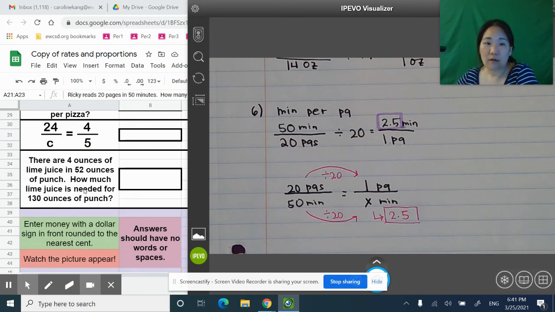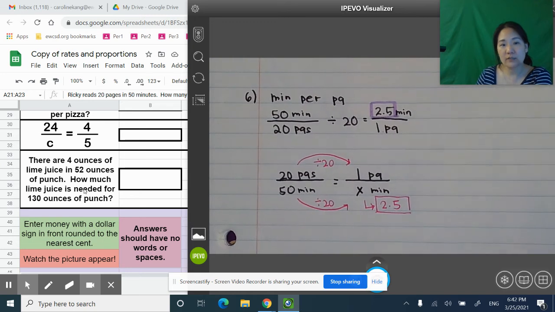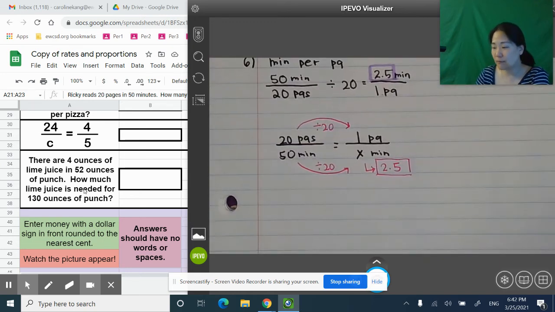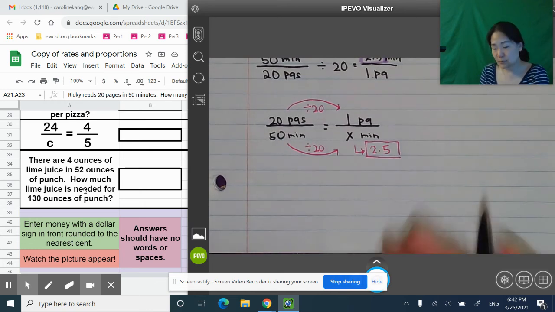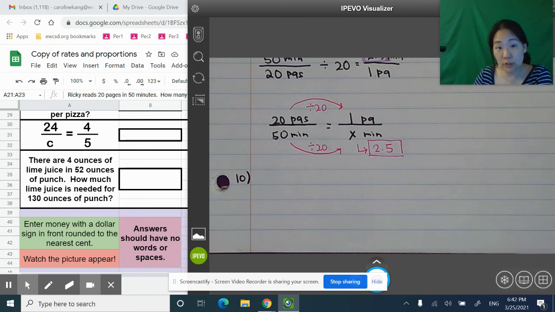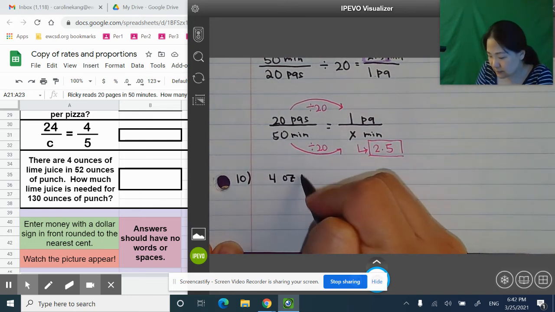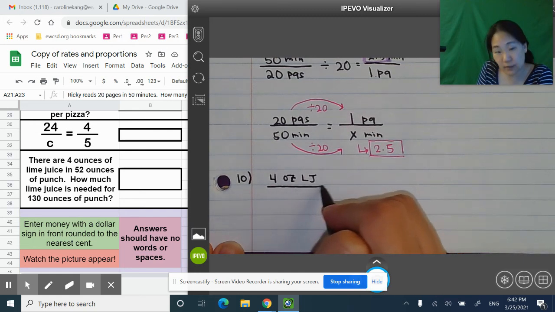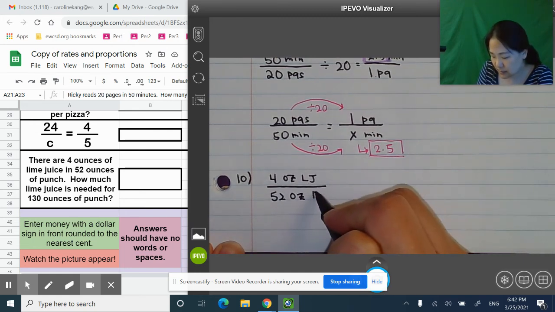Last one. There are 4 ounces of lime juice in 52 ounces of punch. How much lime juice is needed for 130 ounces of punch? So that one I will do. So that's the last one. I believe that's number 10. I'm going to set up a proportion. So first it says 4 ounces of lime juice for 52 ounces of punch.